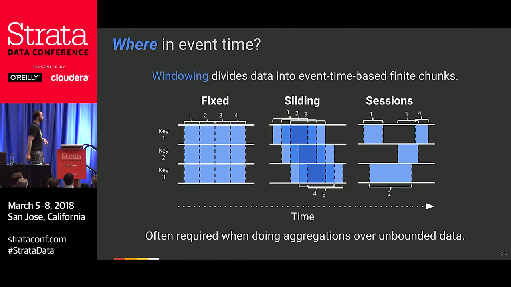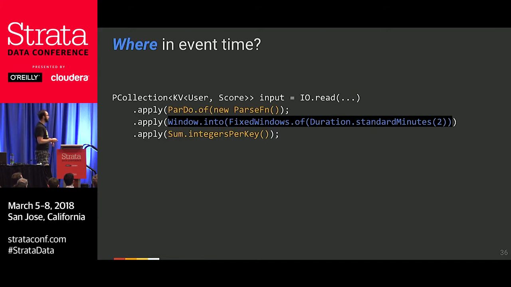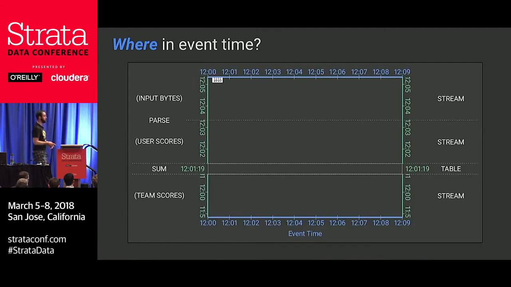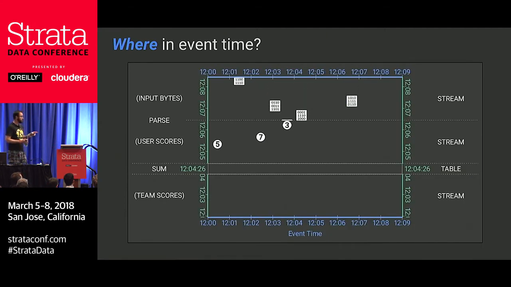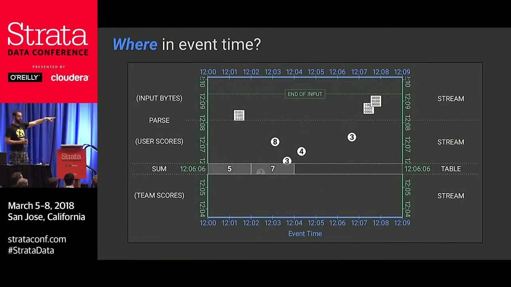So if you want to do windowing in Beam, it's a simple addition of adding a window into fixed windows declaration. In this case, let's window into 2 minutes and see what it does to our animation. Let's try to understand how windowing affects streams and tables. You can see this looks really similar to what we had before. The only place that's really different is when we get down to summation.